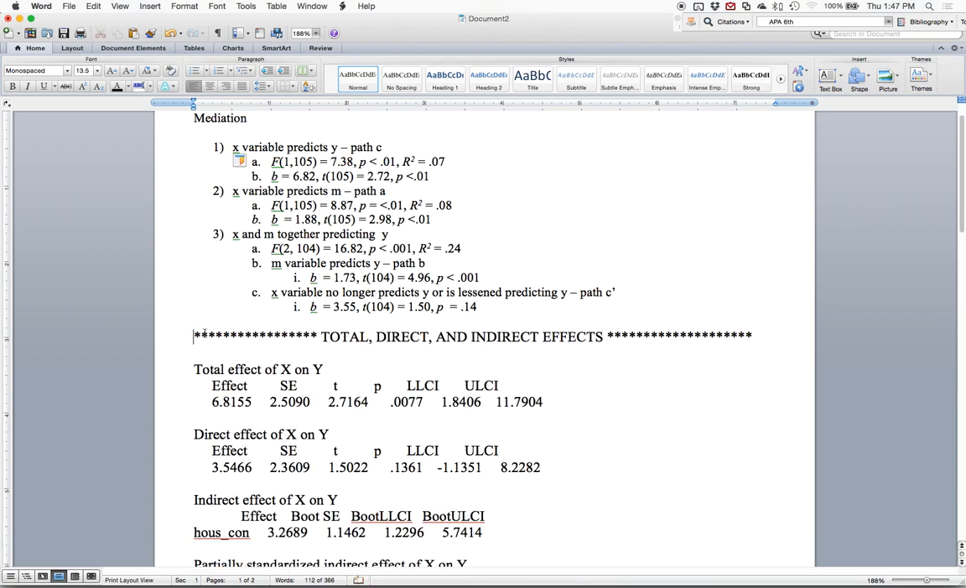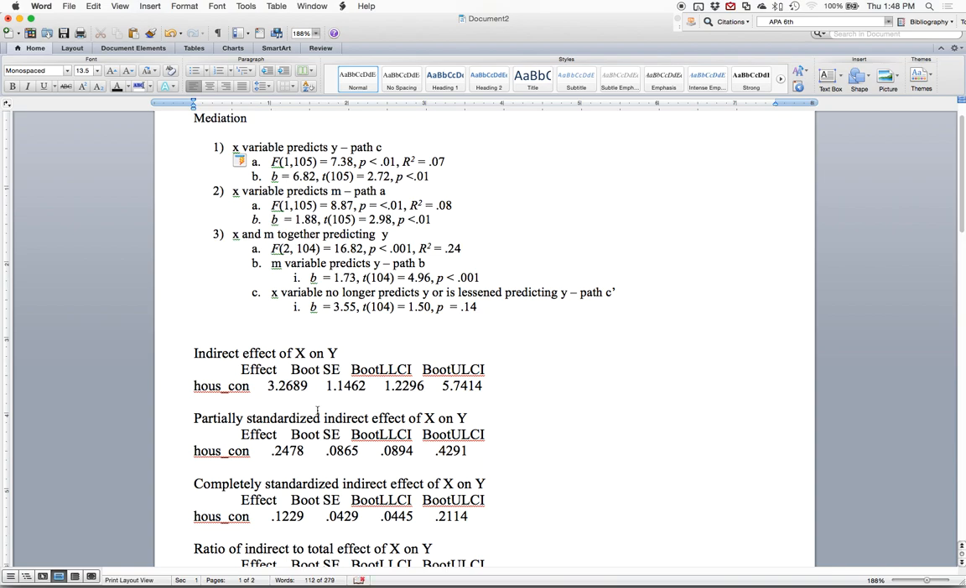All right. What happens here is that you get everything again, essentially. So this is actually C. So the total effect of X on Y is C. The direct effect of X on Y is C prime. So it gives you C and then C prime.